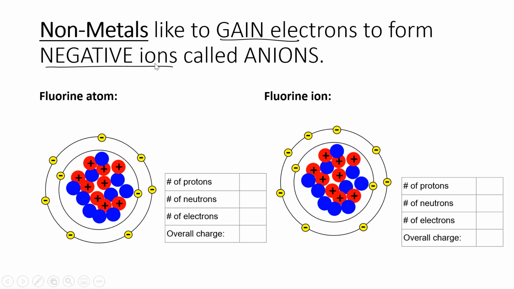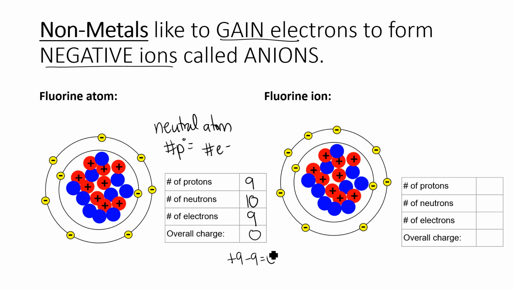So let's look down here at fluorine. If we count things up, it looks like this atom has 1, 2, 3, 4, 5, 6, 7, 8, 9 protons in it. If we count out the blue dots, 1, 2, 3, 4, 5, 6, 7, 8, 9, 10, there are 10 neutrons. And then the electrons, there are 9 yellow electrons. So in a neutral atom, we'll notice that the number of protons is equal to the number of electrons. The overall charge is 0, because I've got 9 positives and 9 negatives, which adds up to 0.